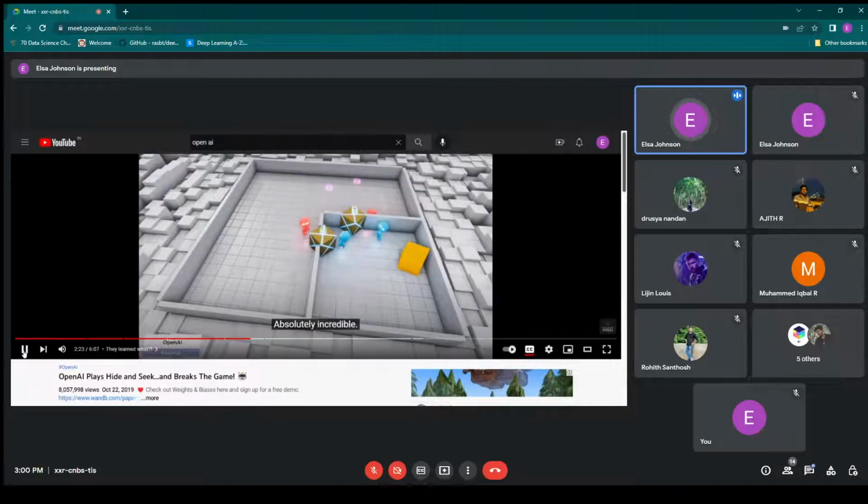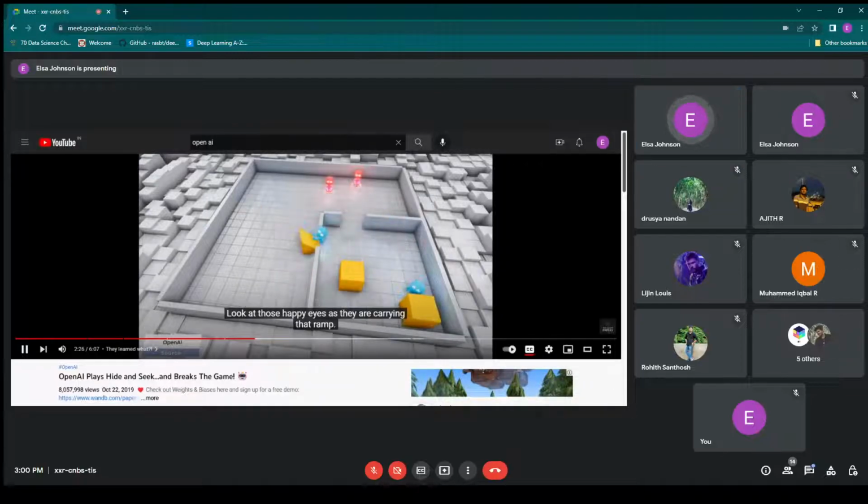Okay, so this is how Incredible. the Look at game those has happy learned. eyes as they are carrying that ramp. And you think it all ends here? No. Not even close. It gets weirder.